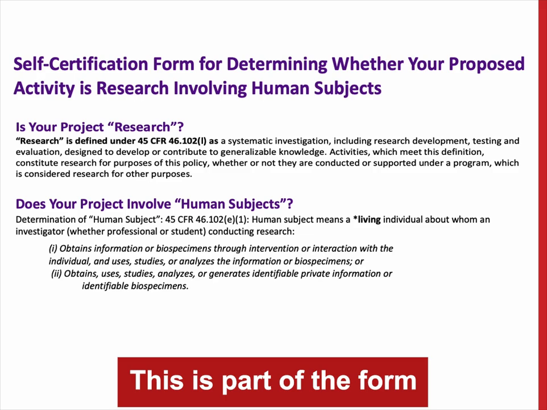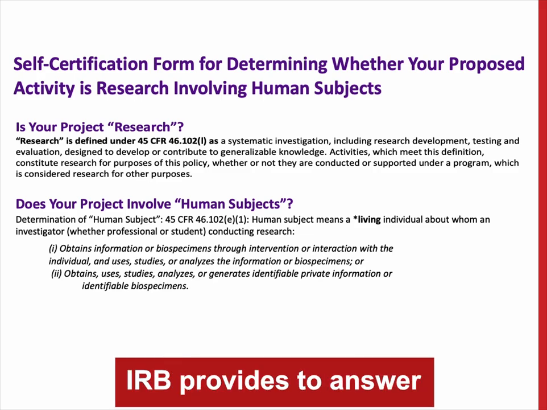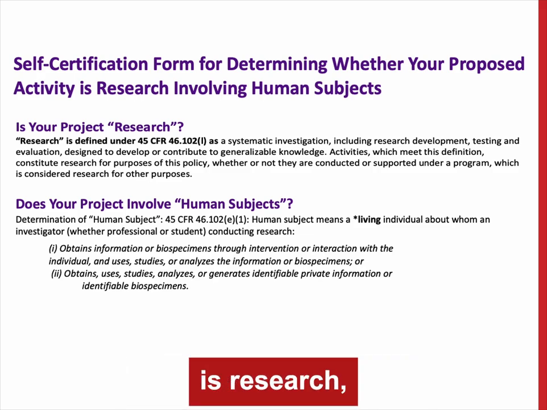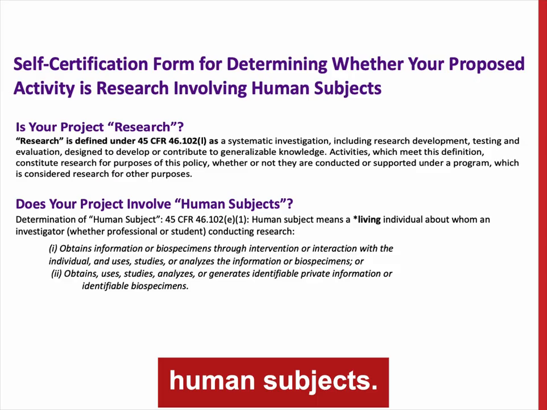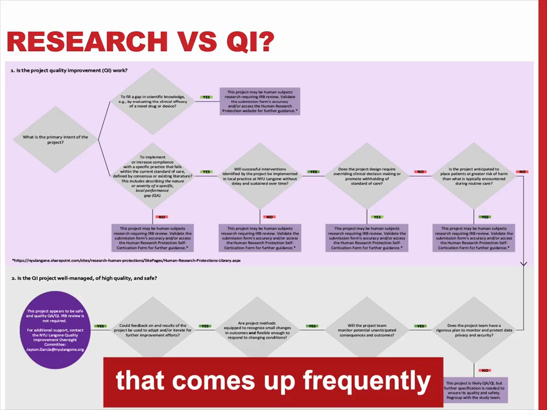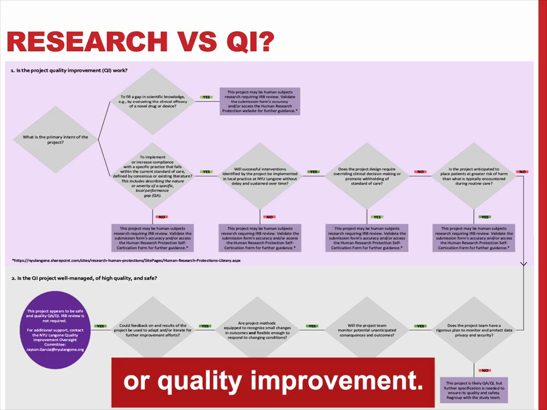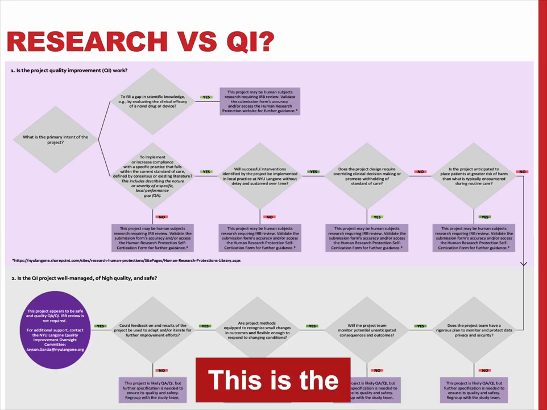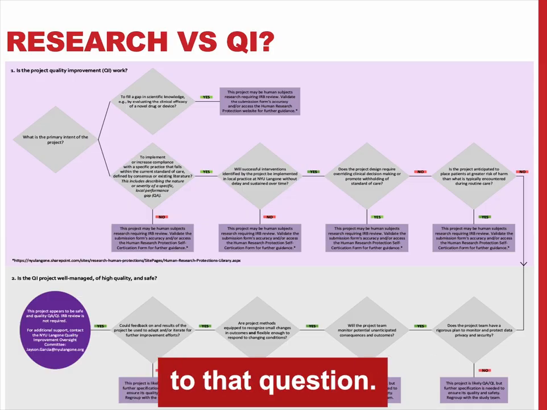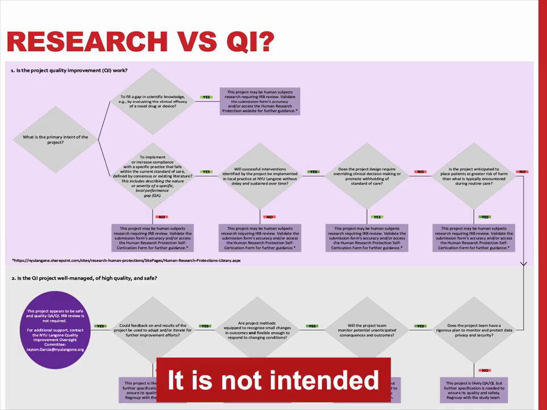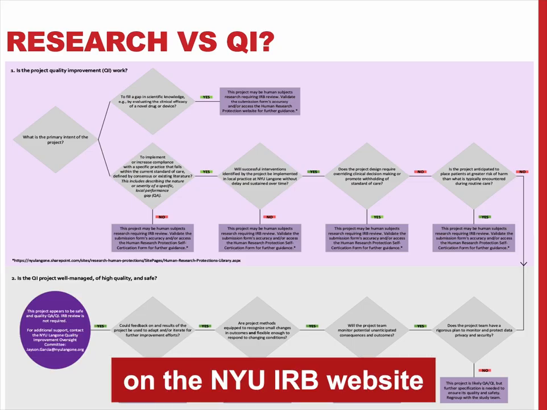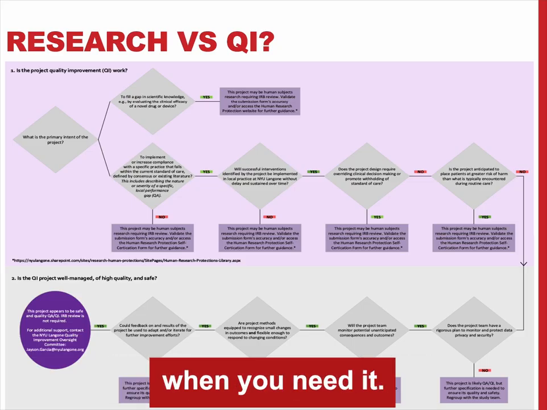This is part of the form that the NYU IRB provides to answer whether your project is research and does it involve human subjects. One of the questions that comes up frequently is whether your project constitutes research or quality improvement. This is the NYU Quality Improvement Decision Tree that helps to determine the answer to that question. It is not intended that you be able to read this now. It is just a reminder that it exists on the NYU IRB website when you need it.